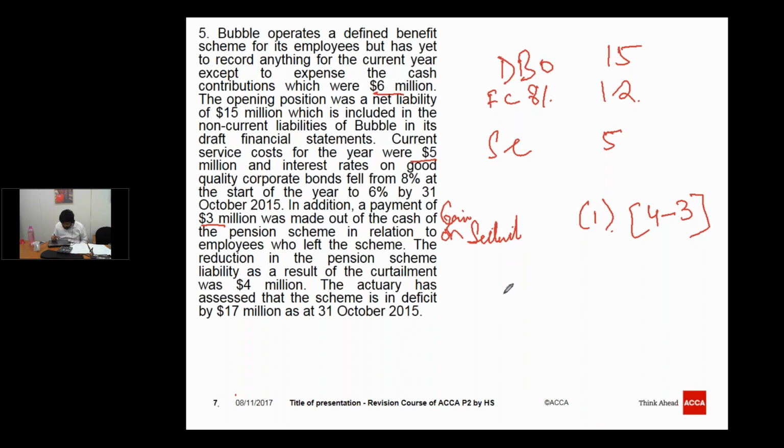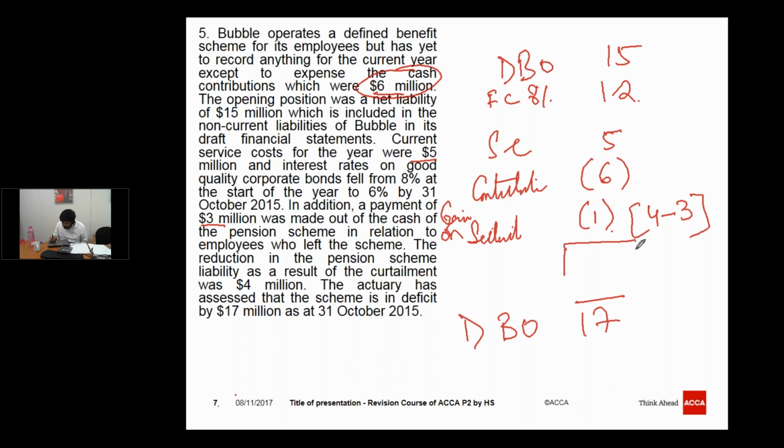Then the actuary has assessed that the scheme has a deficit of 17 million at the reporting date. So defined benefit obligation at the reporting date is 17 million. Now, is there any contribution paid here? Contribution paid into the scheme, yes. The contribution paid is 6 million.